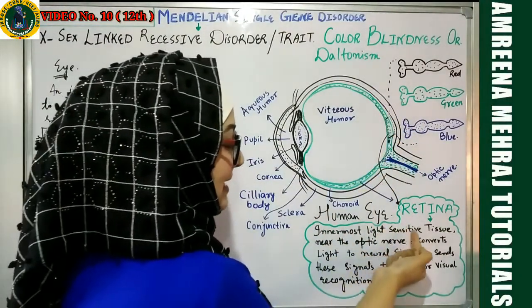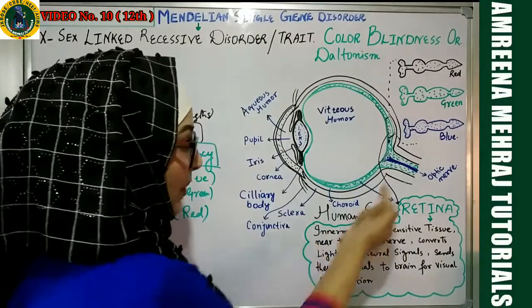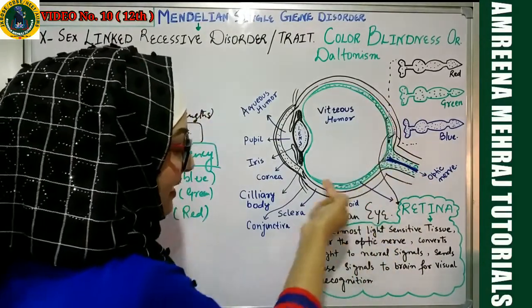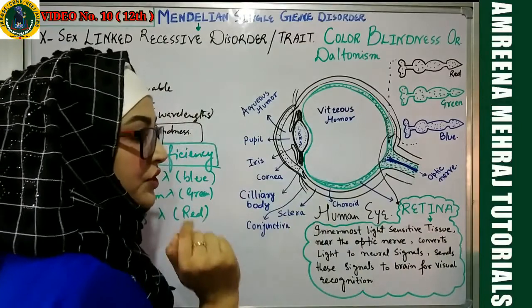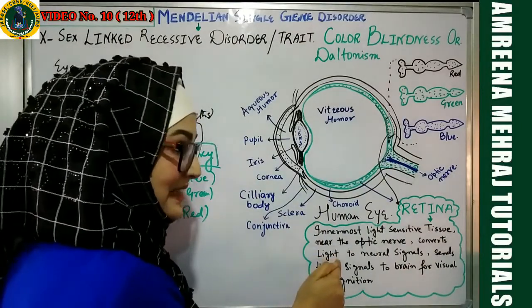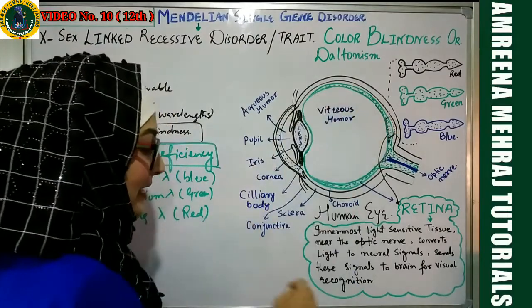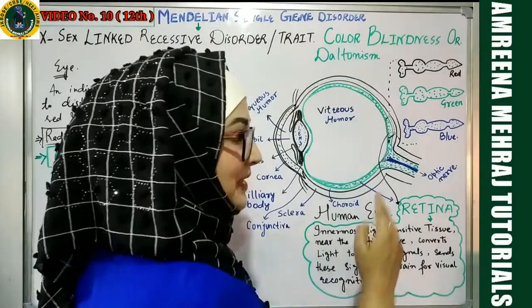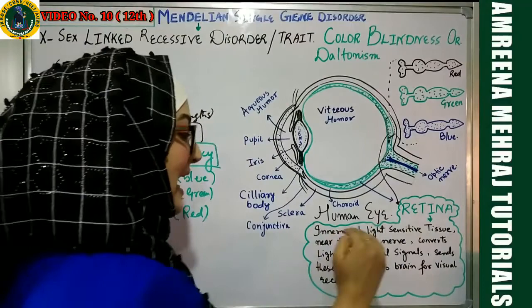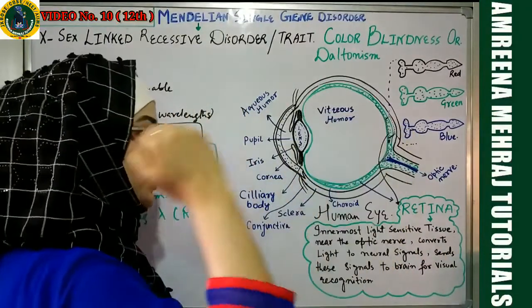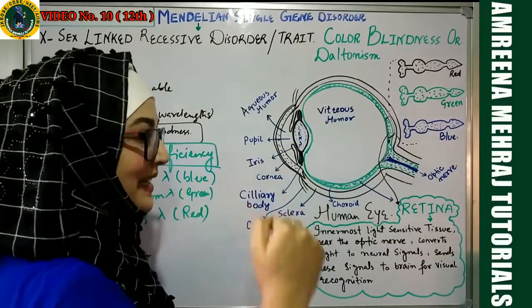It's an innermost light sensitive tissue which is near the optic nerve. You can see it's near the optic nerve, and it is the tissue which is going to convert the incident light, the photons which are going to fall on the retina, into neural signals, a kind of impulses, and those impulses will then be sent to the brain for visual recognition.